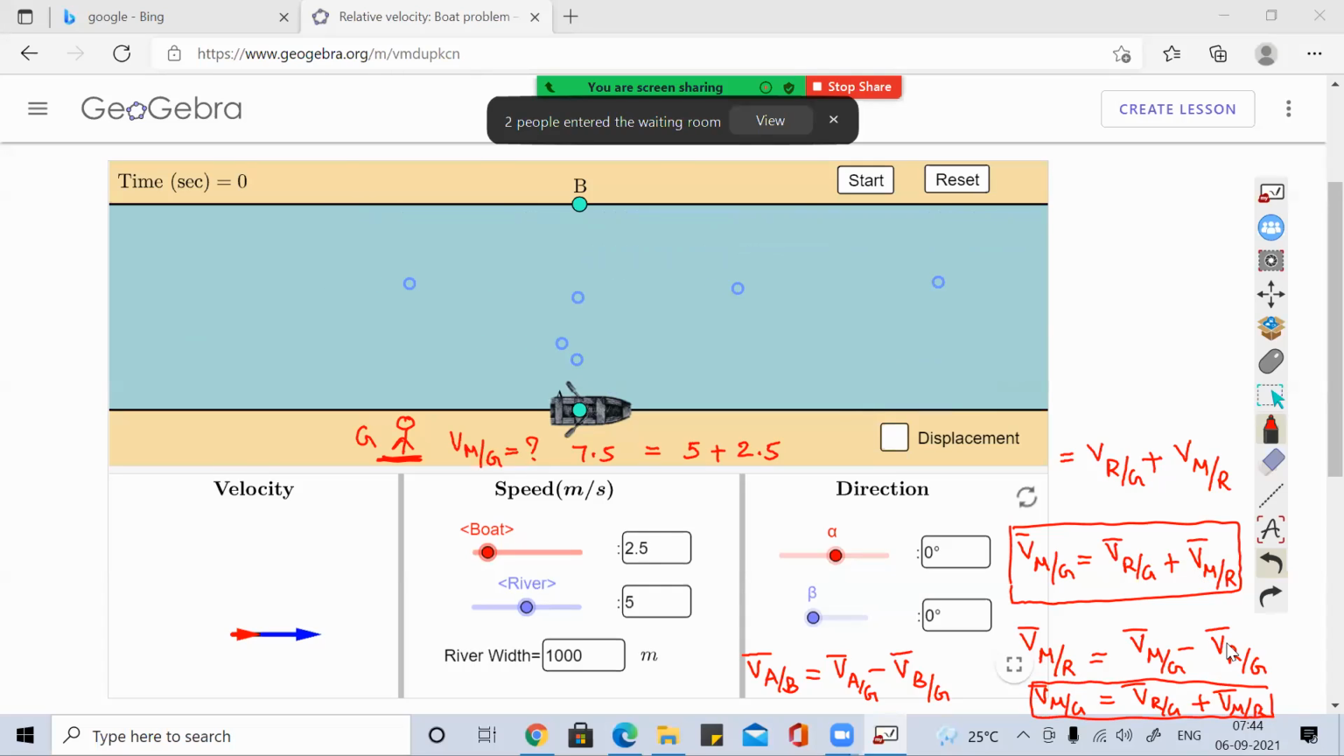Yeah. So this is the equation which you have to use either in one dimension, in upstream or downstream, or in two dimensions also, the same equation. Only thing is now we have to add vectorially. That's all. I'll explain one by one. Okay. Is it clear? So now let us write there.